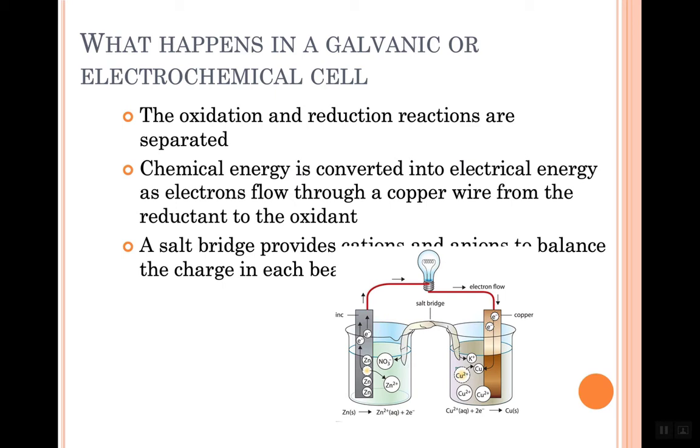So what's happening here? We've separated out our oxidation and our reduction half reactions. We've put them in two separate beakers. We've got chemical energy that's converted to electrical energy, and those electrons which are going from our side of oxidation to our side of reduction, so in this case from the zinc to the copper, are flowing through our external circuit and lighting up a light bulb. And then we've also got a piece of tissue paper which is soaked in some ionic salt, and that's going to balance out the charge with some movement of charged ions.